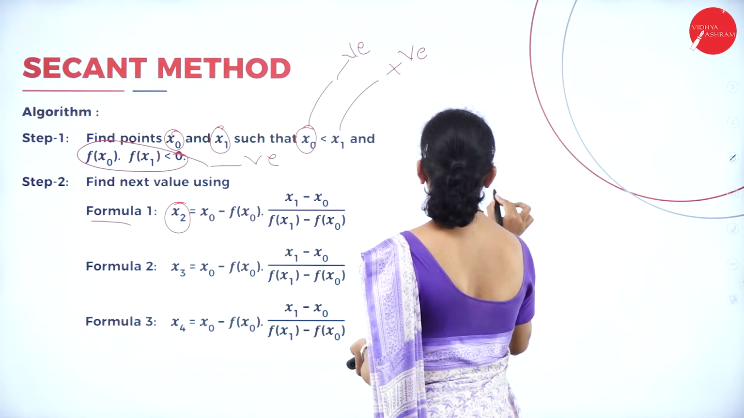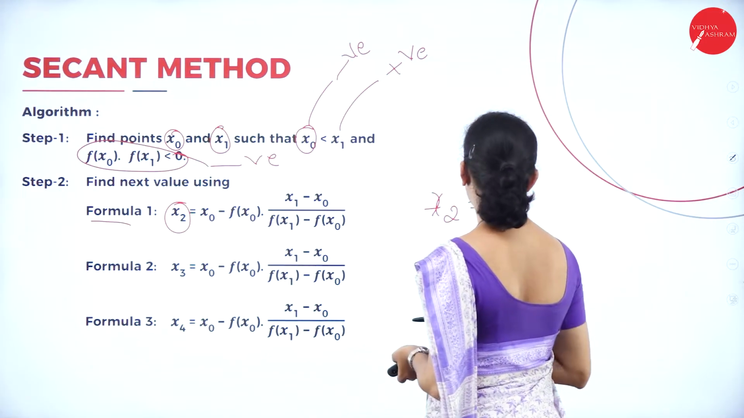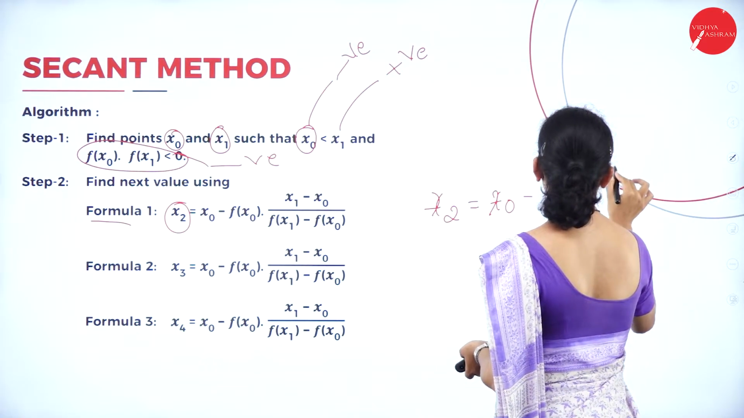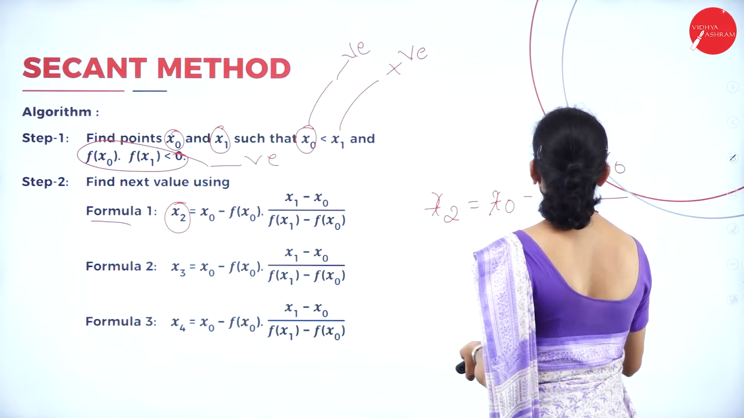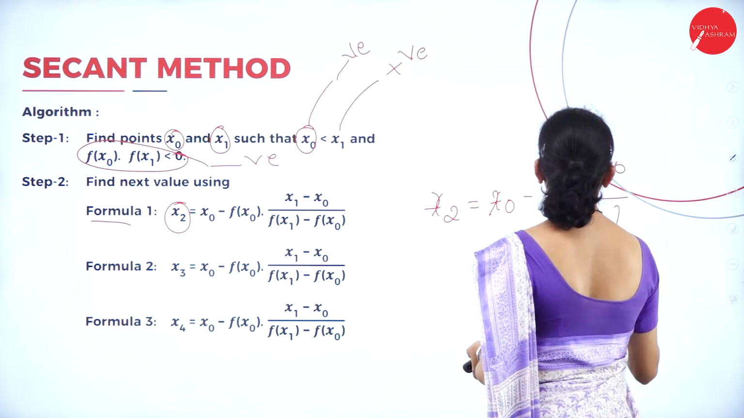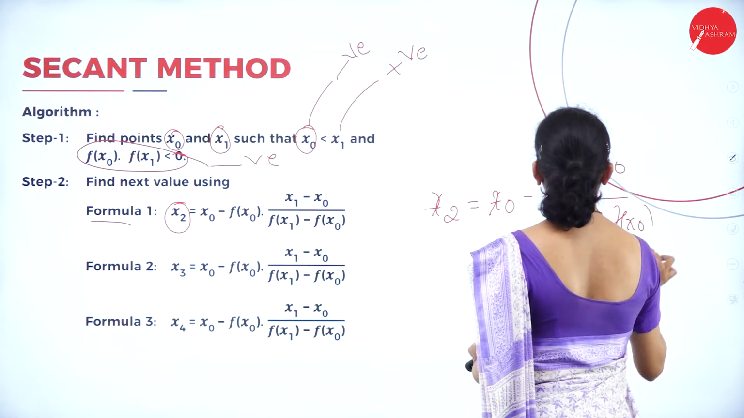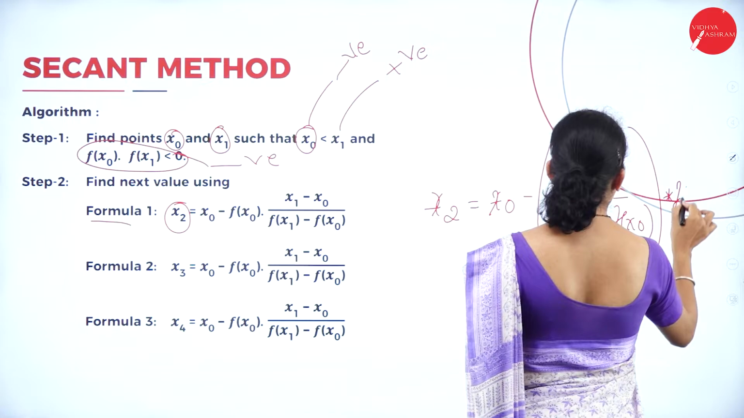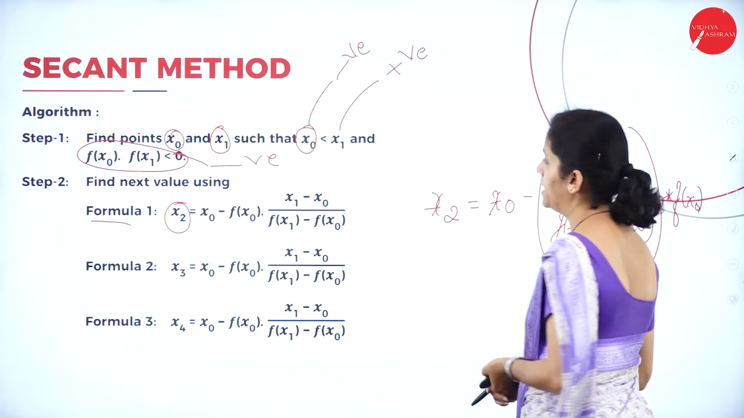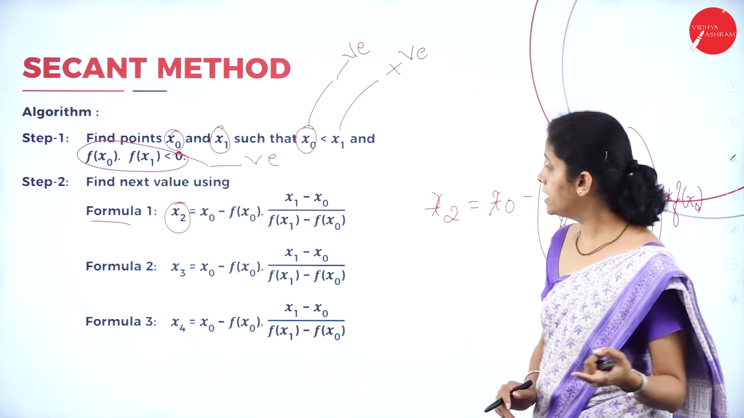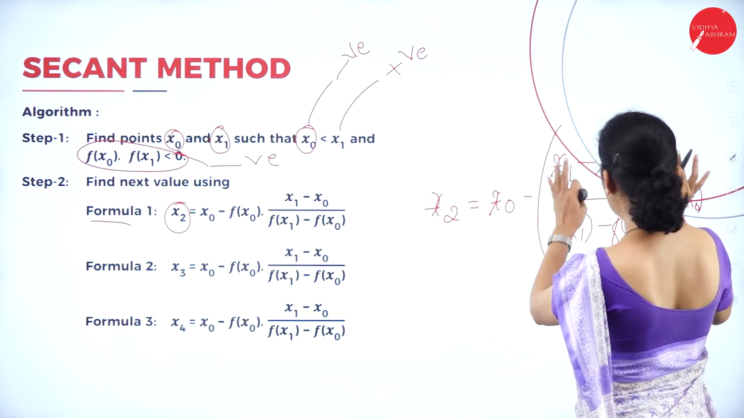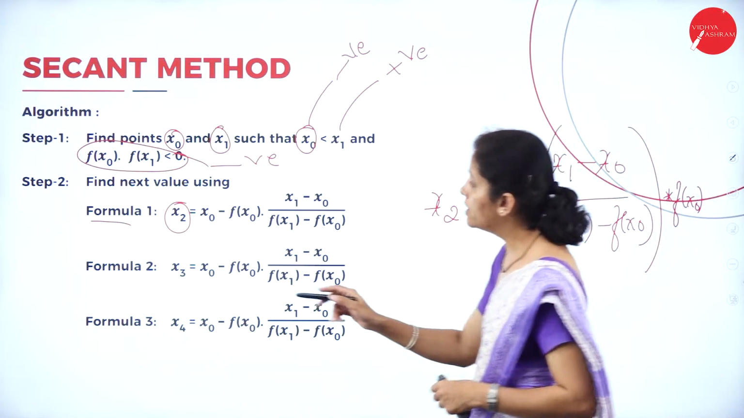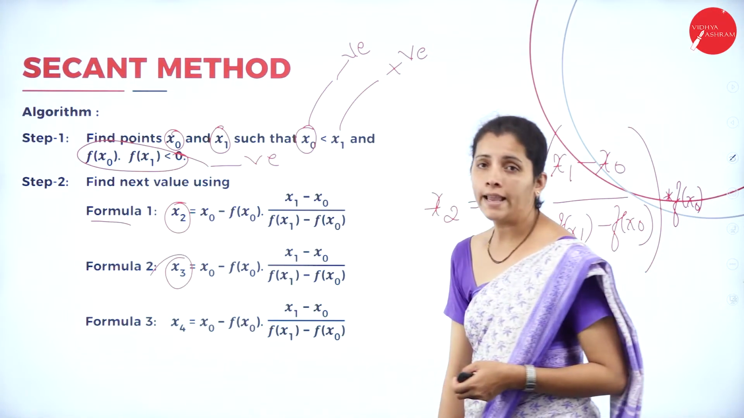x2 equal to x0 minus (x1 minus x0) divided by (f of x1 minus f of x0), and the whole thing multiplied by f of x0. This is the formula. And for my next iteration, by using the same formula, I can continue. So, here I have the second iteration.